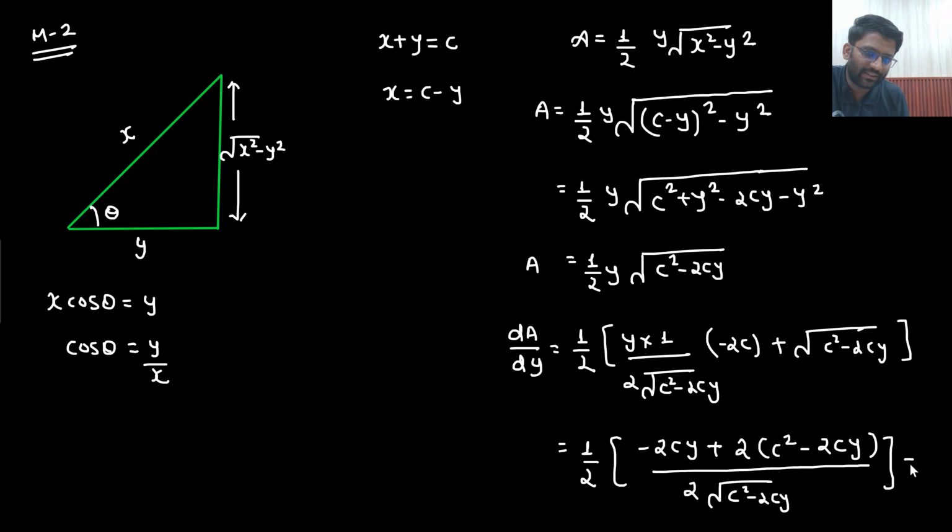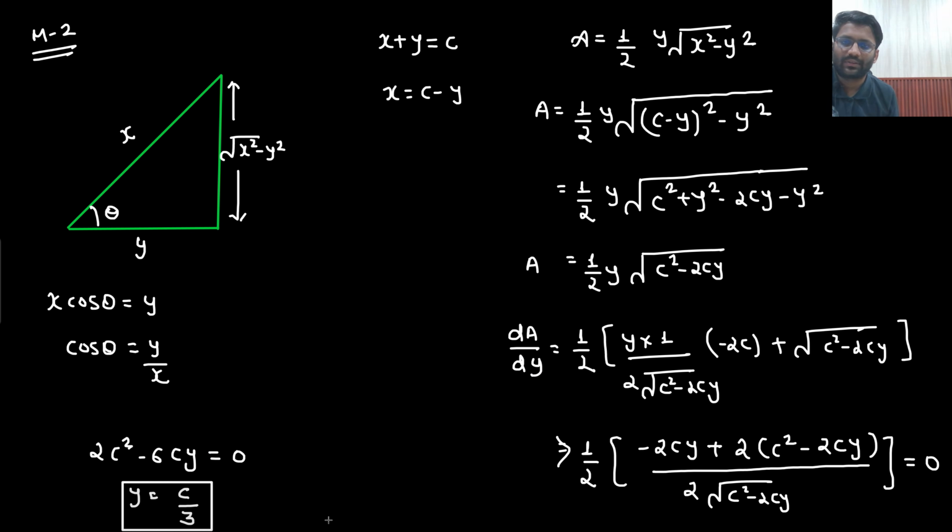I don't care about the denominator, I just need to put that equals to 0. So from here what I am getting, 2c square minus 4cy minus 2cy, so 2c square minus 6cy would be equals to 0. So y is coming out to be c by 3. So x is coming out to be 2c by 3.